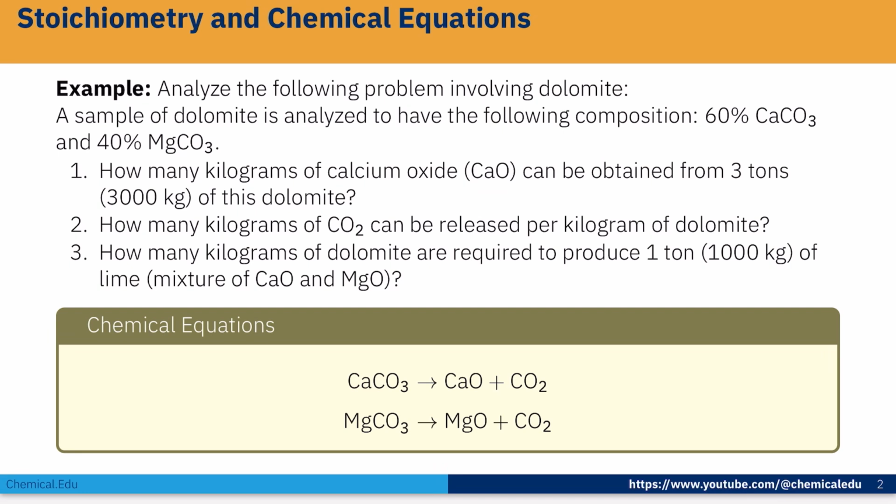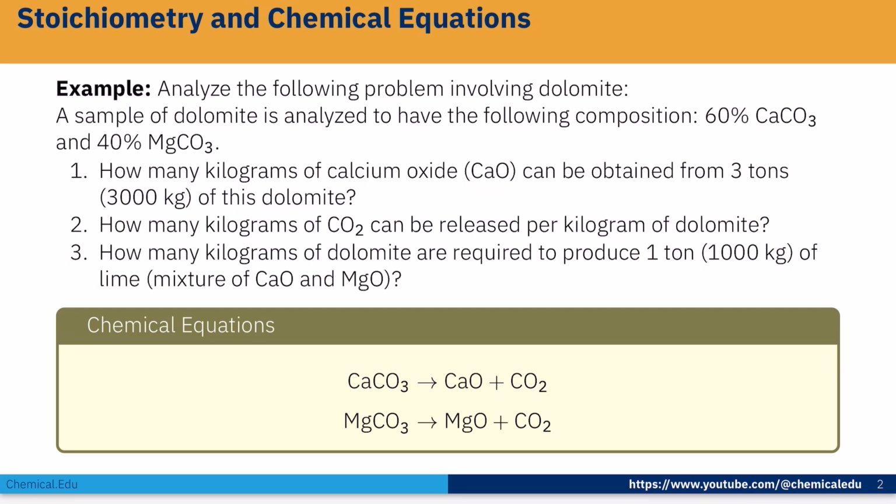Now question number 2 is how many kilograms of carbon dioxide can be released per kilogram of dolomite? Now question number 3, how many kilograms of dolomite are required to produce 1 ton of lime, that is the mixture of calcium oxide and magnesium oxide.